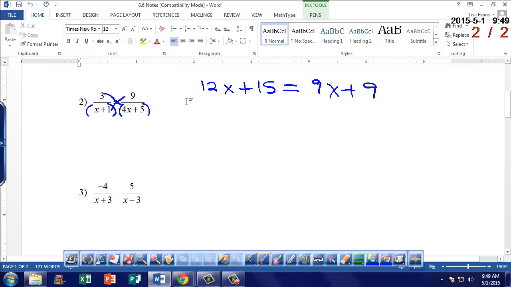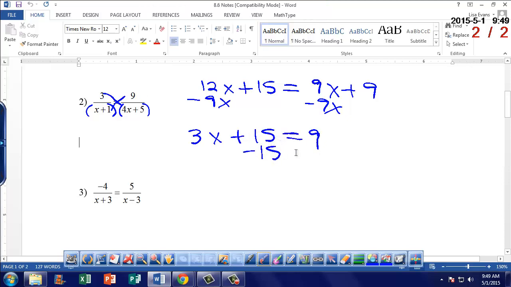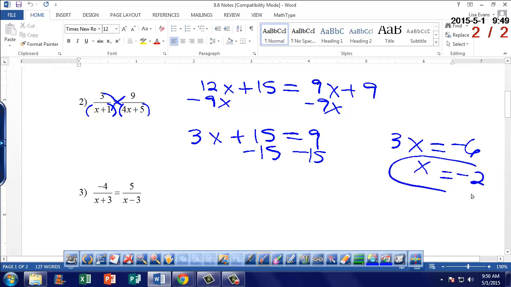Again, no x squared, so I can just go ahead and move the x over. I get 3x plus 15 equals 9. Subtract 15 from both sides. I get 3x equals negative 6, and x is going to be negative 2. Go ahead, take a look. Doesn't make any denominator 0. You're good. That's your answer.